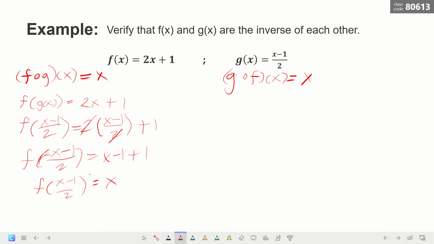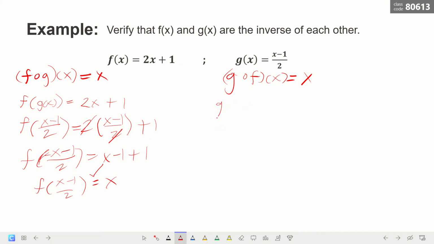So, i-check natin dito. Kasi, yan. So, dito naman sa kabila. So, dapat, if we perform this composition, if g is composed of function f, therefore, ang sagot din niya dapat is x, para masabi natin na inverse siya ng ating given function.